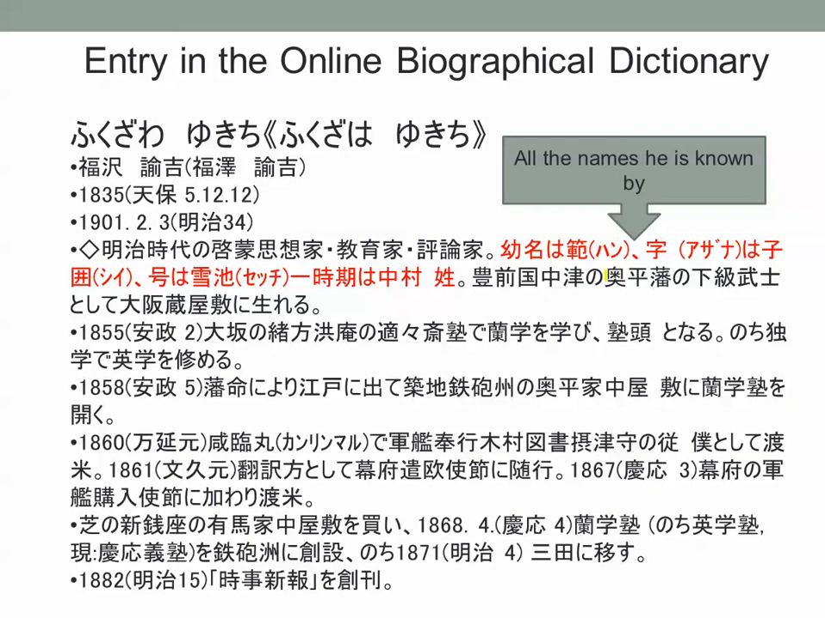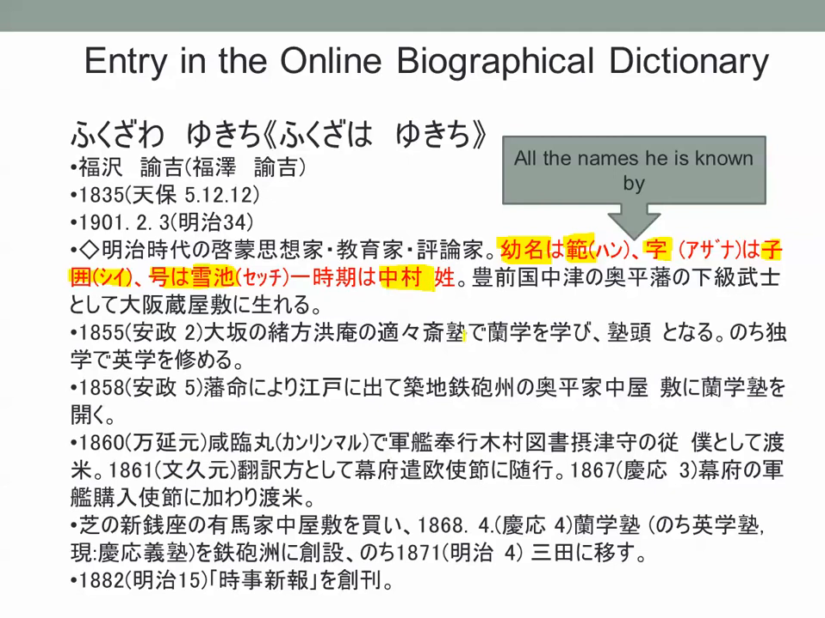Remember those different names we were just talking about? The child name. So his child name is Han. His Azana is Shii. It's written with these characters, Shii, to give us the reading right there. His go was Sechi. And then it also tells us that at some point he had the surname of Nakamura.